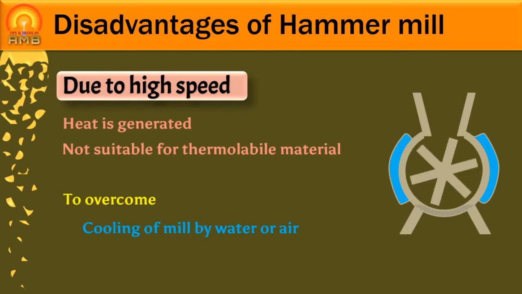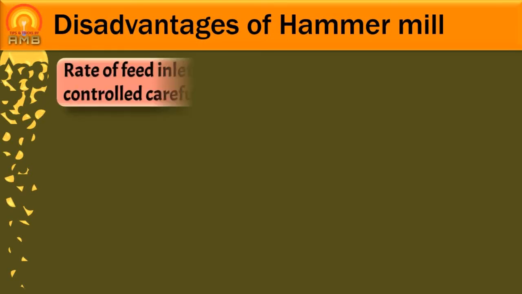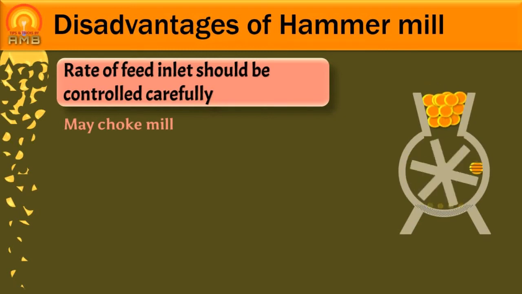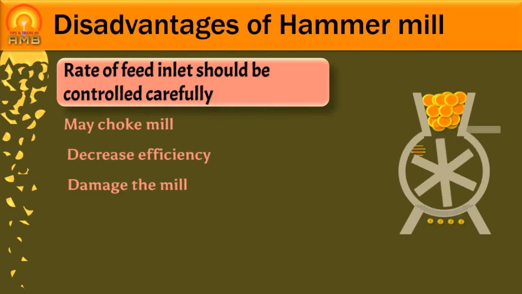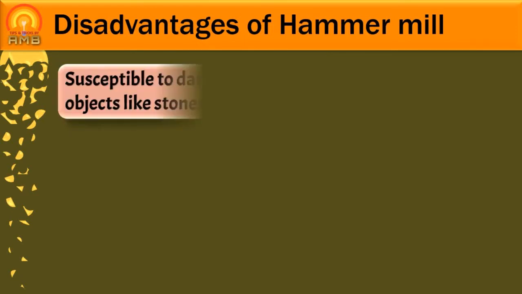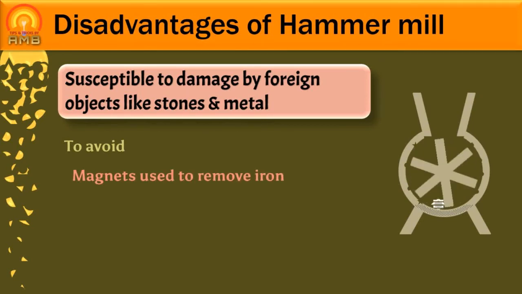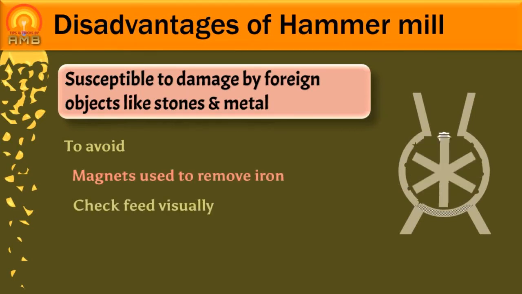Second disadvantage is the rate of feed must be controlled carefully as the mill may be choked, resulting in decreased efficiency or even damage. And next disadvantage is it is susceptible to damage by foreign objects such as stones or metal in the feed. Magnets can be used to remove iron, but the feed must be checked visually for any other contamination.